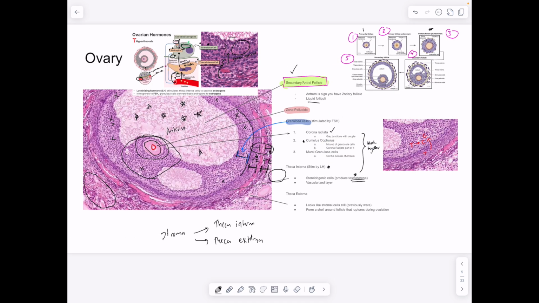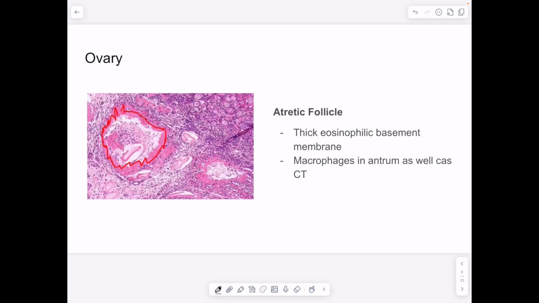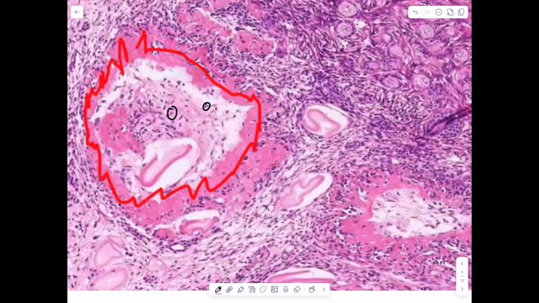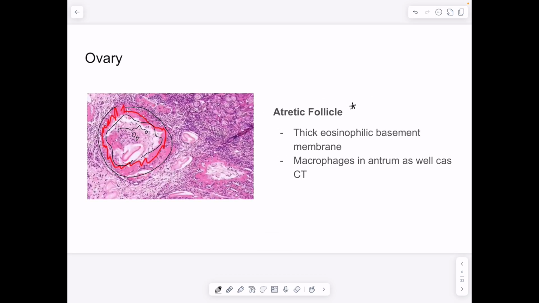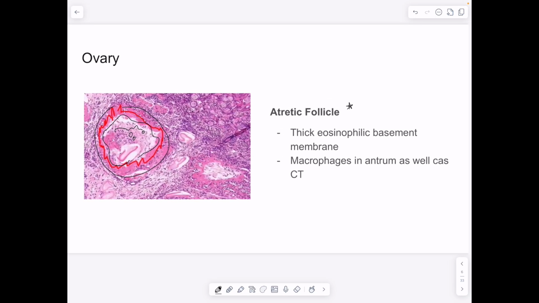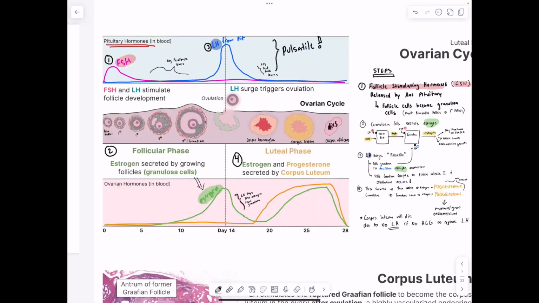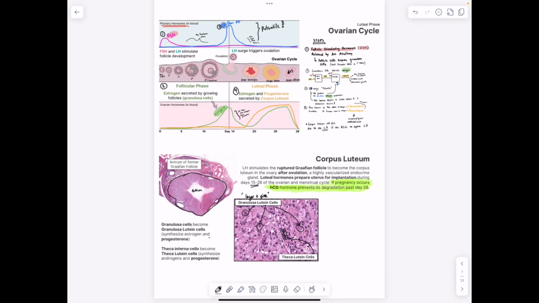All right, so what happens? We said that we started with 10 primordial, and we end up with 1 Graafian follicle that eventually ovulates. So what happens to the other ones? Well, they become atretic follicles. Atretic follicles are the ones that basically die. It gets infiltrated, hard to see here, but we have a bunch of macrophages, lots of connective tissue. This is a super thick basement membrane right here. And so this is an atretic follicle. It's a secondary follicle that didn't make it.